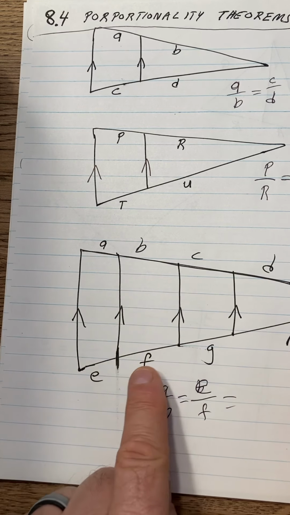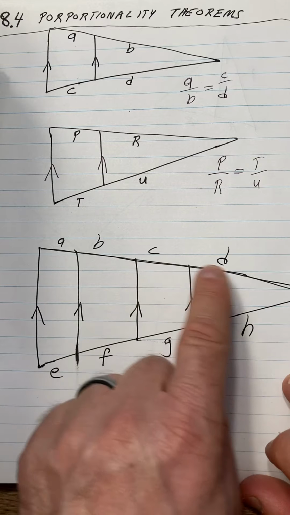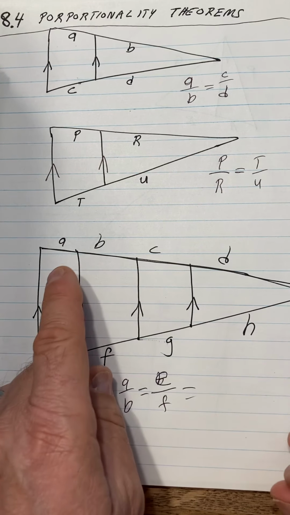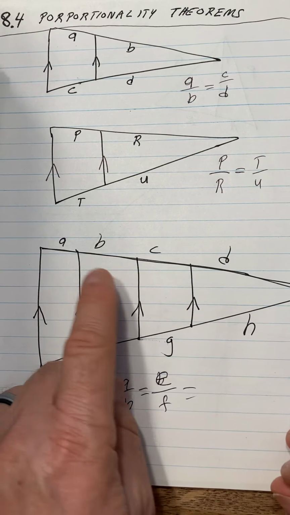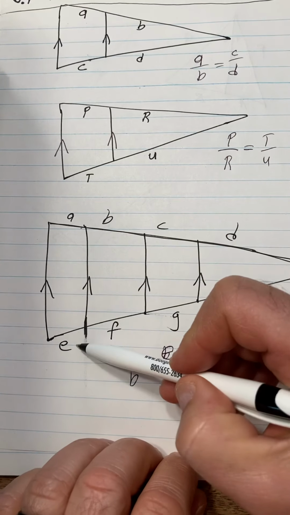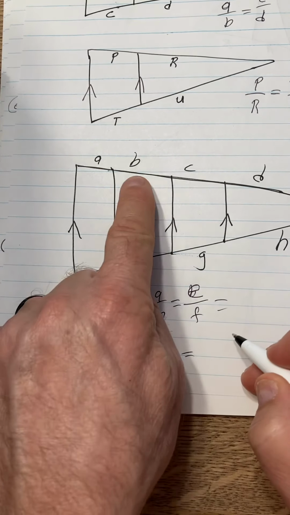B is to C as F is to G. C is to D as G is to H. All these things are going to be proportional. A is to B as E is to F. B is to C as F is to G. You can also do it this way. As long as these lines are parallel, A is to E as B is to F.